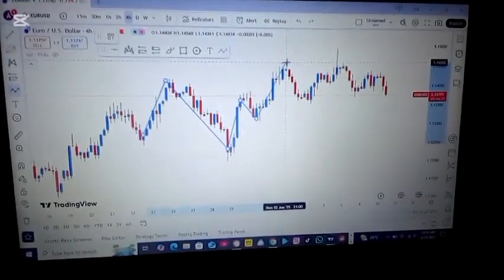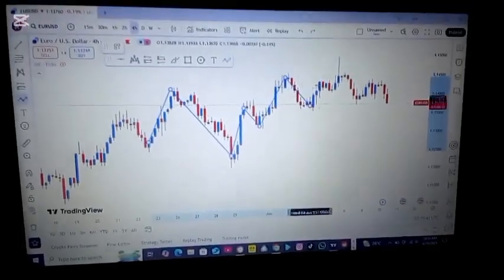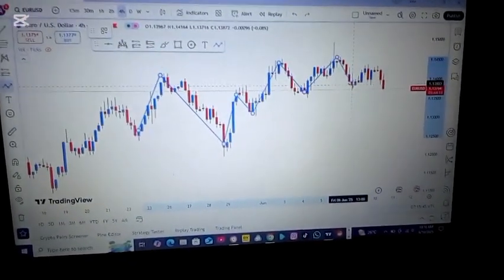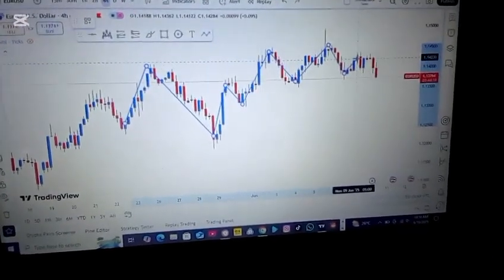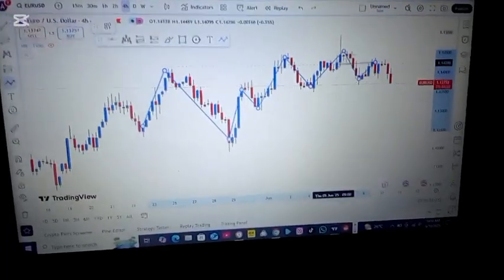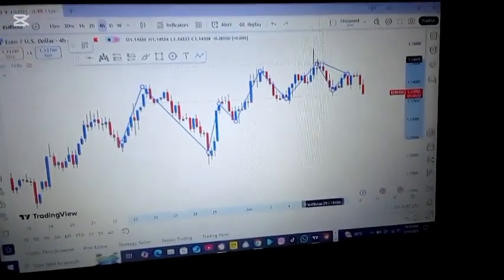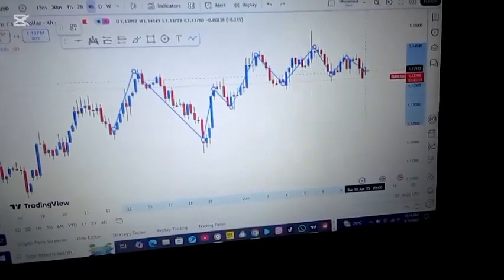This high. So the market has now shifted bullish. Then it forms a low, a higher high, a low, a high, and a low. So since this low is lower than this previous high, the market is still bullish.